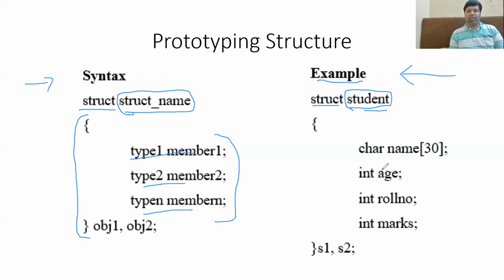So how many elements are there? There are a total of 4 elements of this student data type. 3 of these are of integer data type and 1 is a string data type, that is the collection of characters: name, age, roll number, and marks.